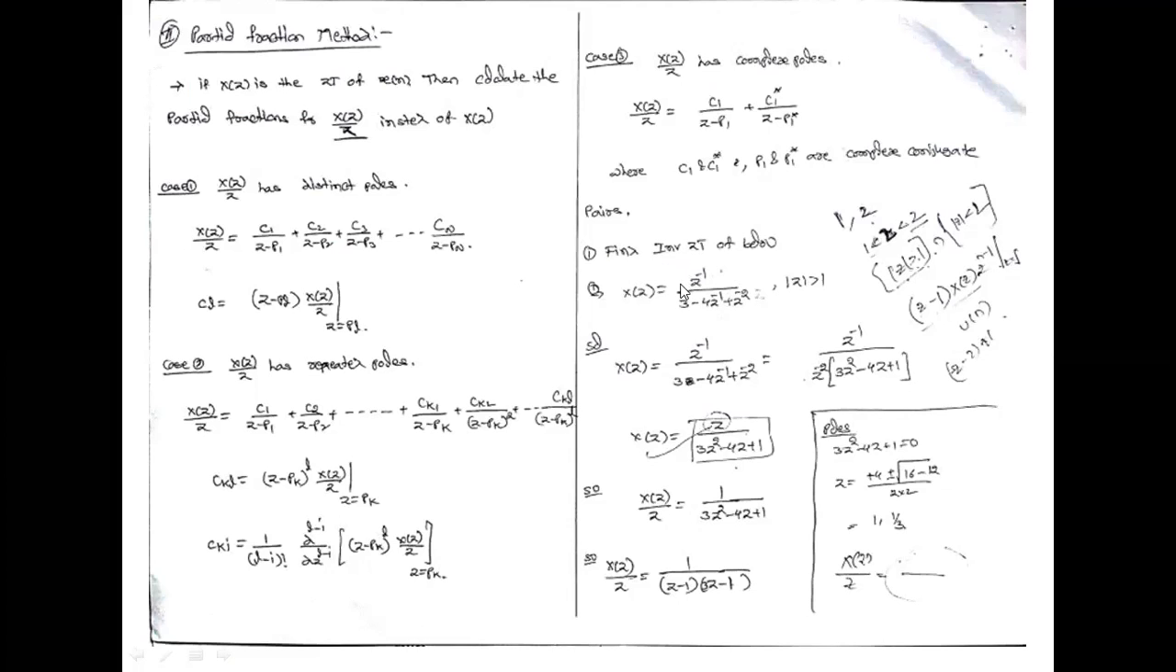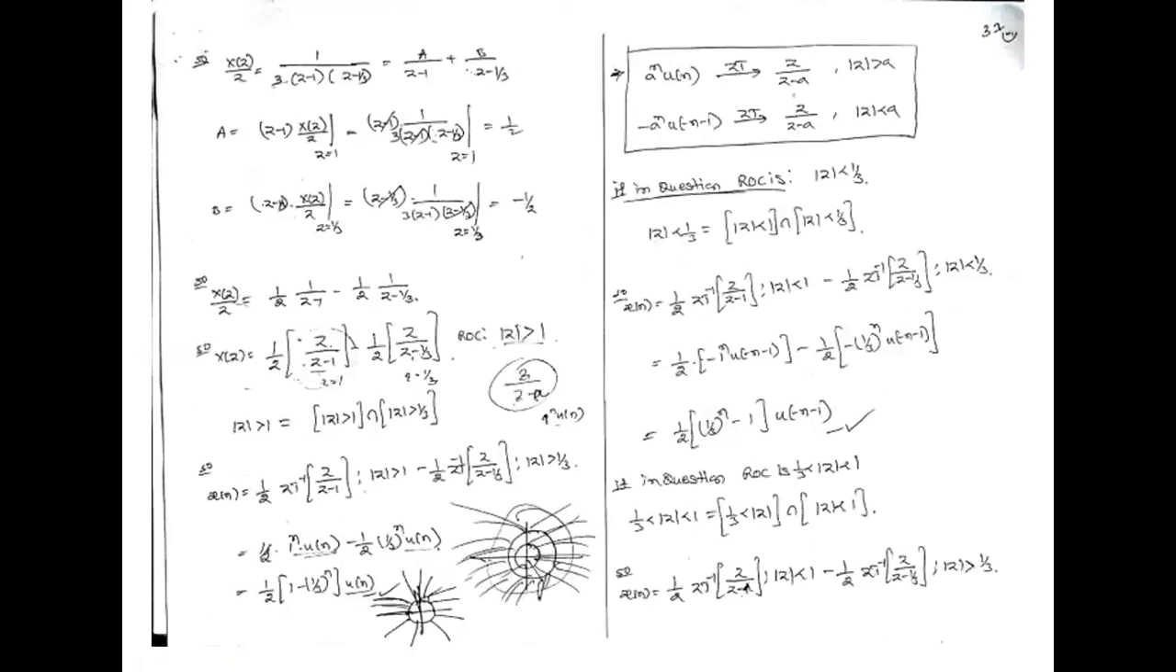First of all, if any given function X of z is in negative powers of z, convert it into positive powers of z. Then take the function X of z by z. Then you can write this in terms of roots to find the A value and the B value, the C1 and C2 according to our choice. So we already found X of z by z with the A value 1 by 2 and the B value minus 1 by 2. So 1 by 2 into 1 by z minus 1, minus 1 by 2 into 1 by z minus 1 by 3.